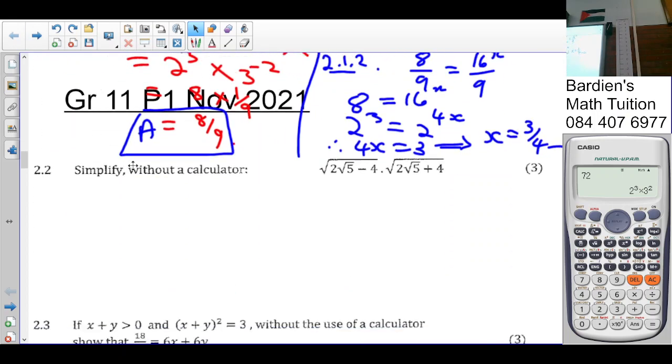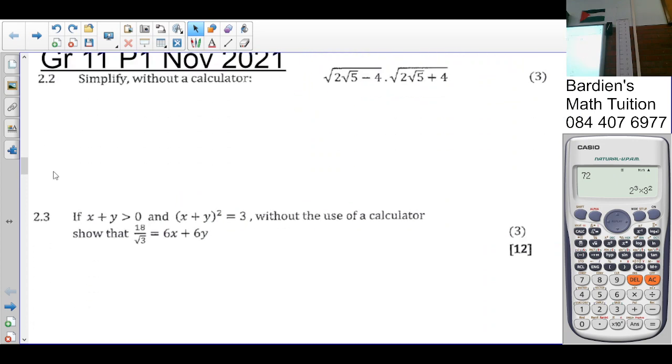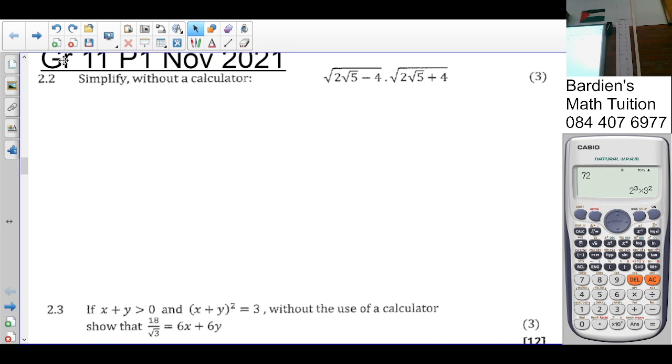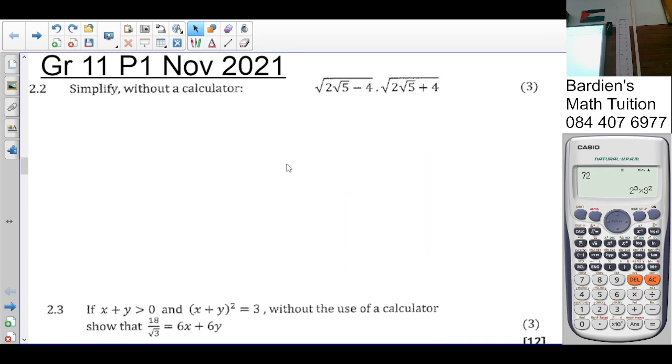2.2. In 2.2 we are told to simplify without use of calculator. What do you notice about that? And what is happening under the root? What do you notice? They're the conjugate pair, not so? Just like which will result in the difference of two squares.